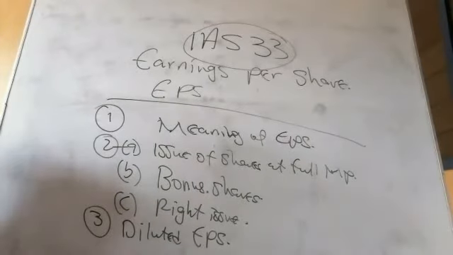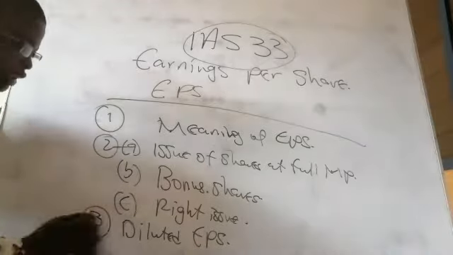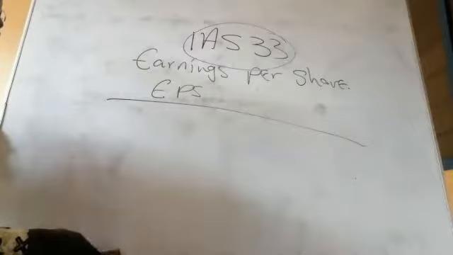Now let's move on. The scope: earnings per share applies to the separate financial statements prepared by an entity whose ordinary shares are traded in public, on a domestic or foreign stock market, or which files for returns, or is in the process of being listed. So let's look at the scope.